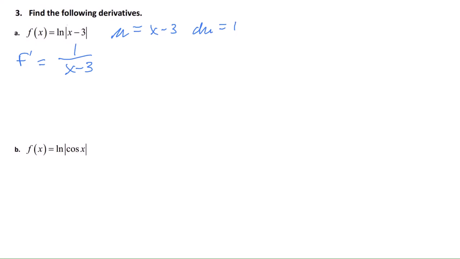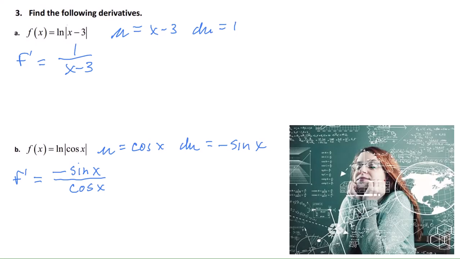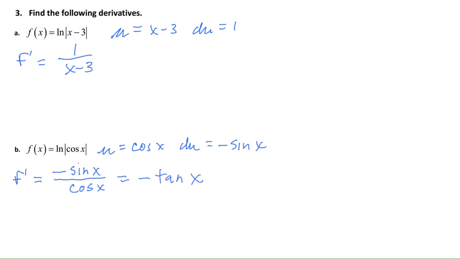Looking at b, I've got f of x equals the natural log of cosine x. Chain rule time, so I'm going to let u be cosine x, which makes du negative sine x. Just following the form, I know the derivative is going to be this. But then my trig brain kicks into gear and goes, well, yeah, that's an okay answer, but I could also rewrite it like this. Now, a little bit of foreshadowing here. If we were going to integrate tan x, what do you think that would lead us back to?